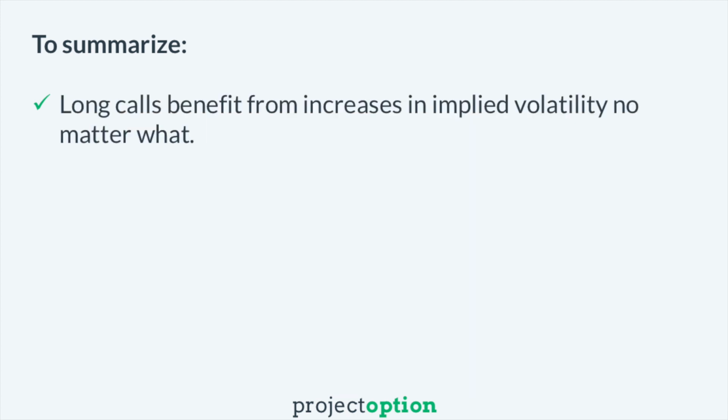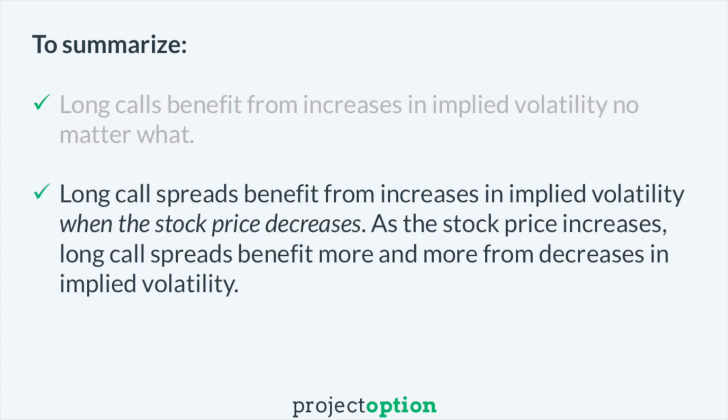Now, in regards to exposure to implied volatility, long calls benefit from increases in implied volatility no matter what happens with the stock price. Now, on the other hand, long call spreads benefit from increases in implied volatility when the stock price decreases. And as the stock price increases, long call spreads actually benefit more and more from decreases in implied volatility. So if that stock price is moving through your call spread strikes, a decrease in implied volatility will actually help your position profit more and more.